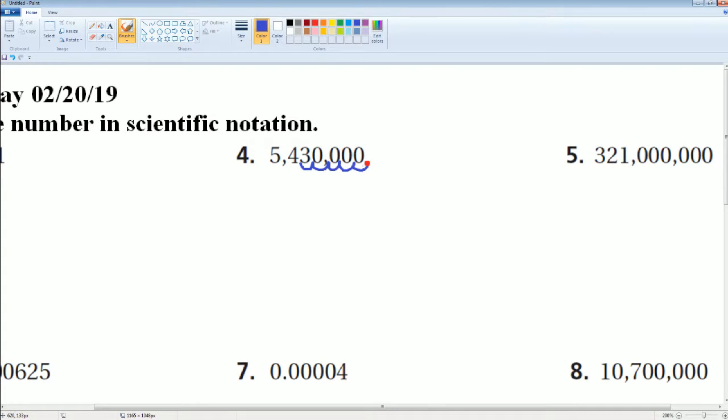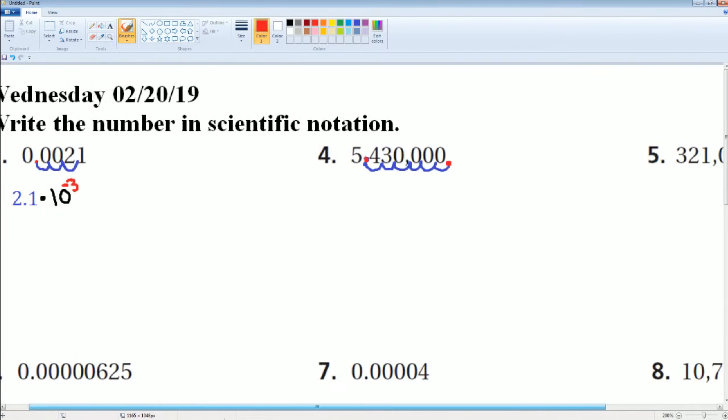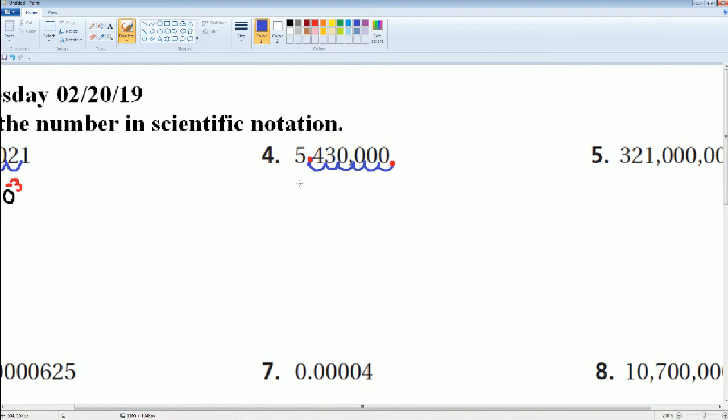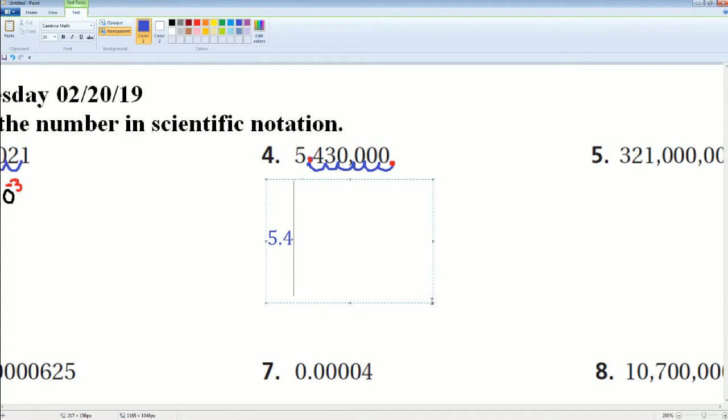So, let's do that again. 1, 2, 3, 4, 5, 6. If I put the dot here, would that work? Yes. I moved 6 spots, right? I moved 6 spots. So the number that I have here is 5.4.